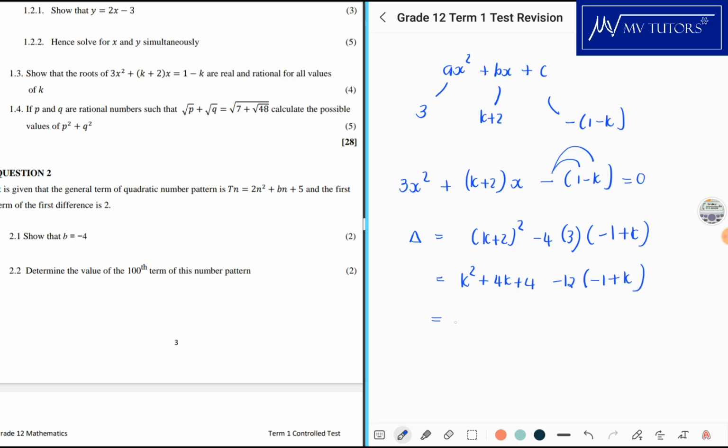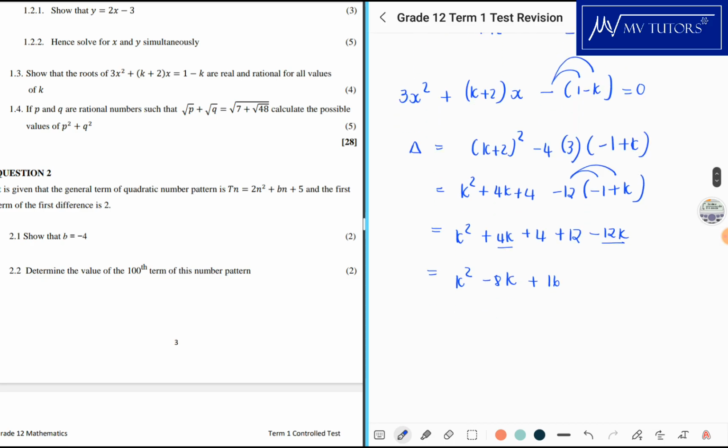So let us continue simplifying. k squared plus 4k plus 4. The negative 12 times negative 1, that's positive 12. And then negative 12 times k, that's negative 12k. Now we can still simplify further. So 4k minus 8, minus 12k, that is minus 8k. I'm already thinking of it in my head. And 4 plus 12, that is 16.